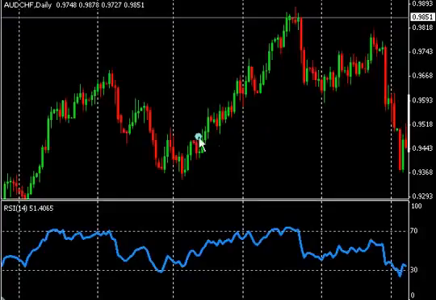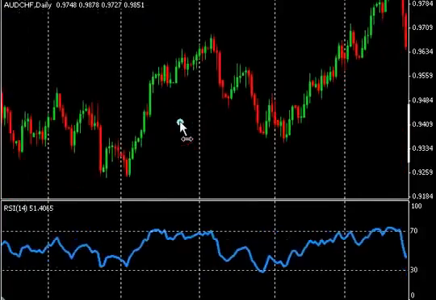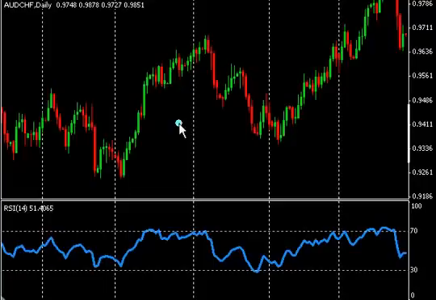Today we're going to look at the RSI indicator. The RSI indicator is a technical momentum indicator, so we're looking at momentum. It's a lagging indicator, just like all the other indicators are lagging indicators. What it does is it compares the magnitude of the recent gains to the recent losses. It's an attempt to determine whether the currency pair is going to be overbought or oversold.